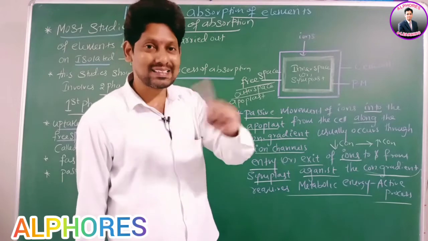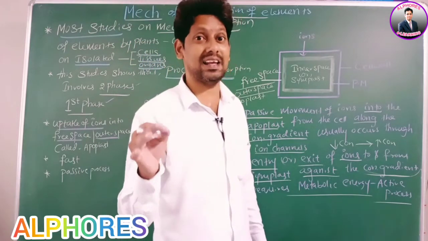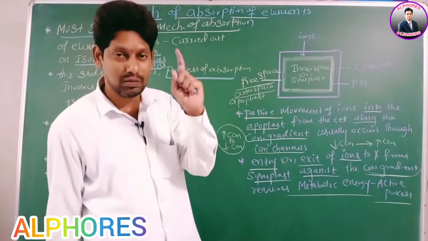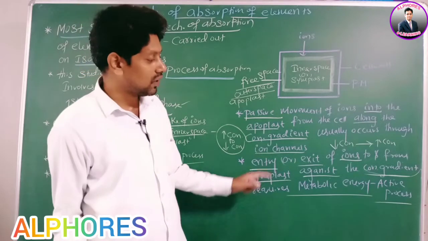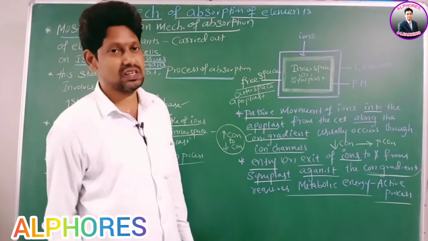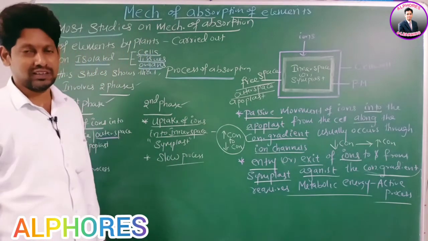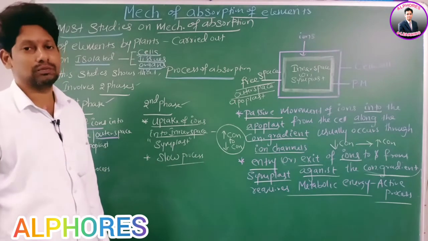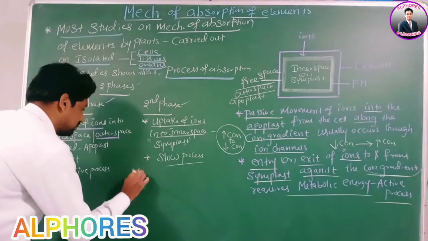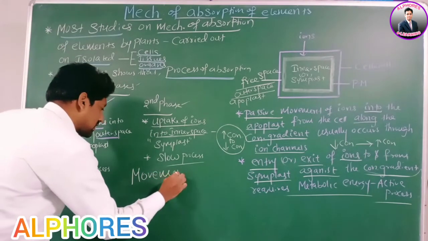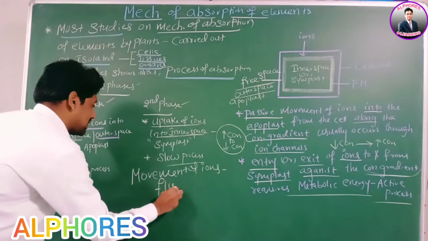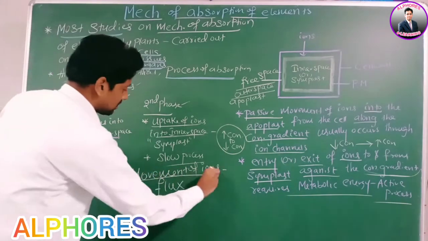Therefore, movement against the concentration gradient requires ATP energy, nothing but metabolic energy. If ATP energy is required, it becomes which process, sir? Active process. Now listen to this statement. Movement of ions, whether out to in or in to out, movement of ions is called as flux. Movement of ions is called as what, sir? Flux.